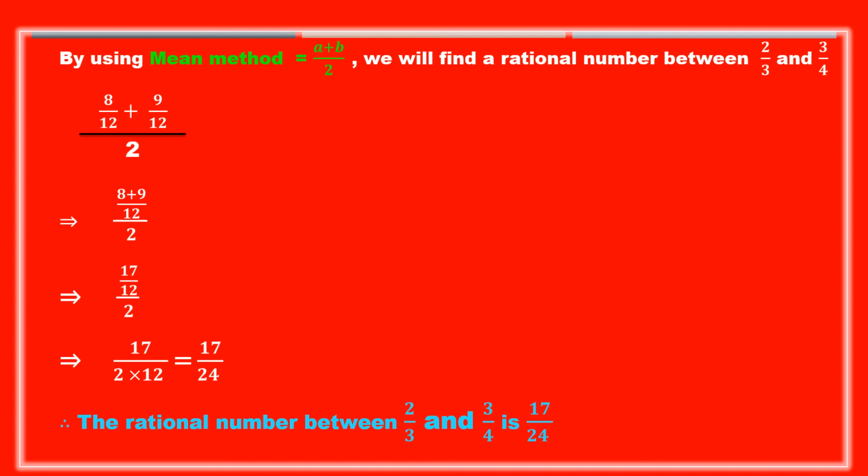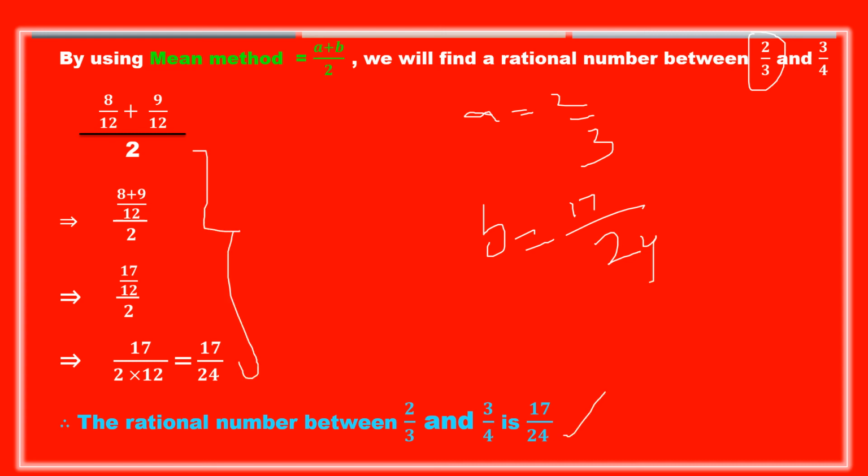He asked for only one rational number, so we found only one. Suppose he asked for one more, then you should keep a as 2 by 3, and take b as this 17 by 24, and solve in the same way. Take the LCM and multiply the denominator by 2. Okay, so let us go to the next problem.